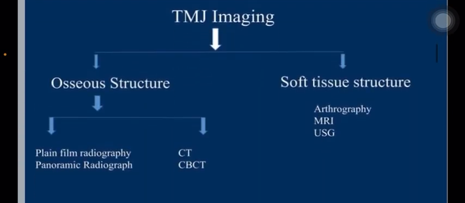The TMJ imaging is separate for osseous structures and soft tissue structures. For osseous structures, we do plain film radiography, panoramic radiography, CBCT and CT. And for soft tissue structures, arthrography, MRI and USG. I will be mainly covering the topic of plain film radiography.